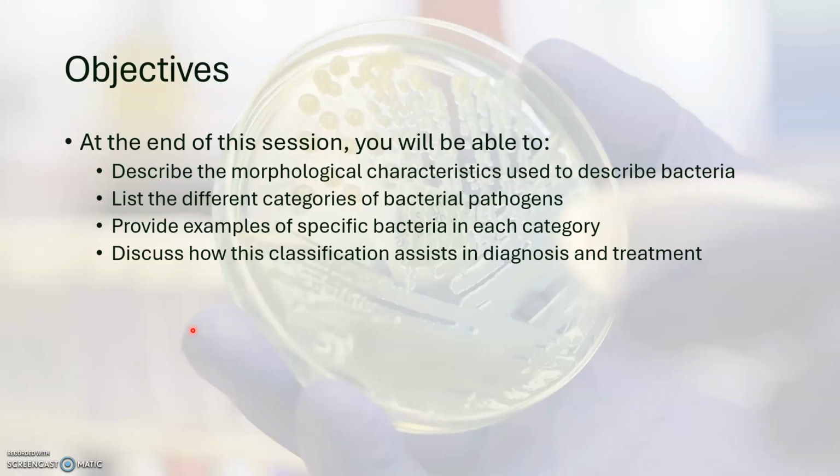So here are the objectives of this short talk. At the end of the session, you will be able to describe the morphological characteristics used to describe bacteria, list the different categories of bacterial pathogens, provide some examples of specific bacteria in each category, and discuss how this classification assists in diagnosis and treatment. That last objective will be covered over all the talks in this short series, not just this one.